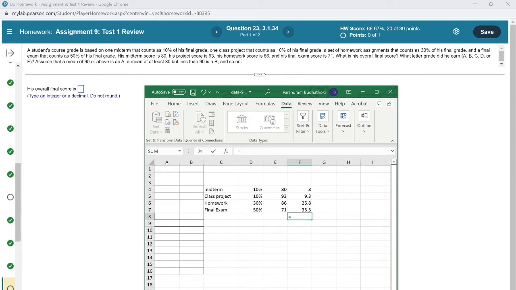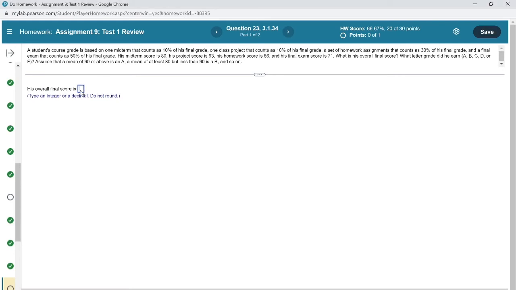To find the total, you have to add them all. So just add. I'm using the sum command here. So eventually he got 78.6% in the course. So his overall final score is 78.6.